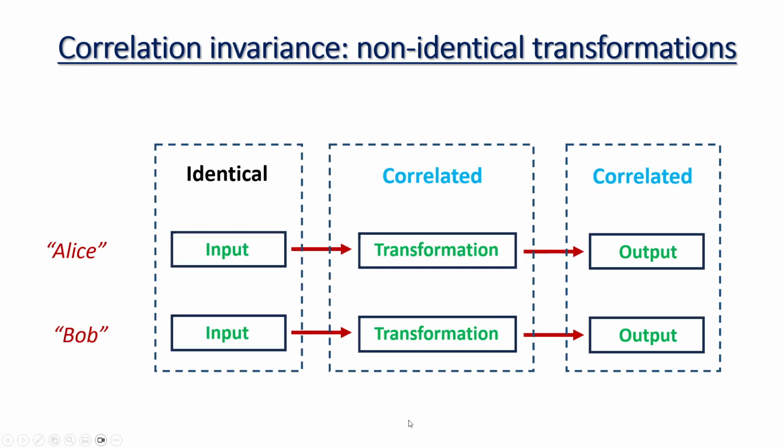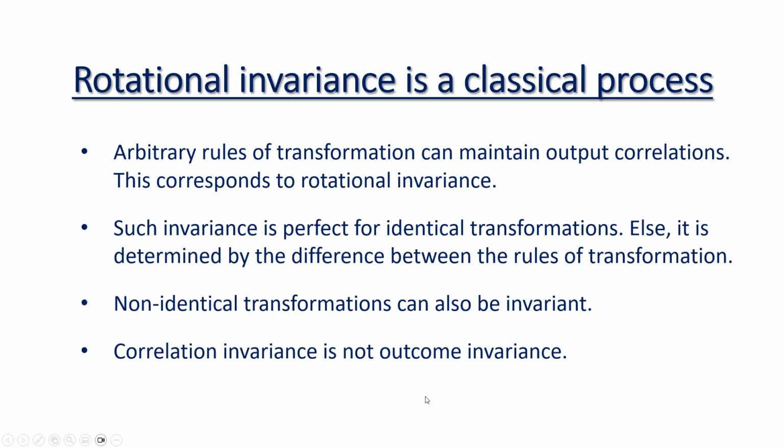Accordingly, when we have identical or highly correlated classical systems, we can transform them in arbitrary ways. If the rules of transformation are nearly identical, the output states are going to be highly correlated. If the rules are increasingly different, the correlation at the output will gradually diminish. It does not matter what we do to our systems as far as the correlations are concerned. The final relationship between the outcomes is determined by the difference between the so-called measurement settings. To sum up, we can have rotational invariance for identical transformations, and we can also have rotational invariance for non-identical transformations. At no point do we have a reason to see this behavior as non-classical.